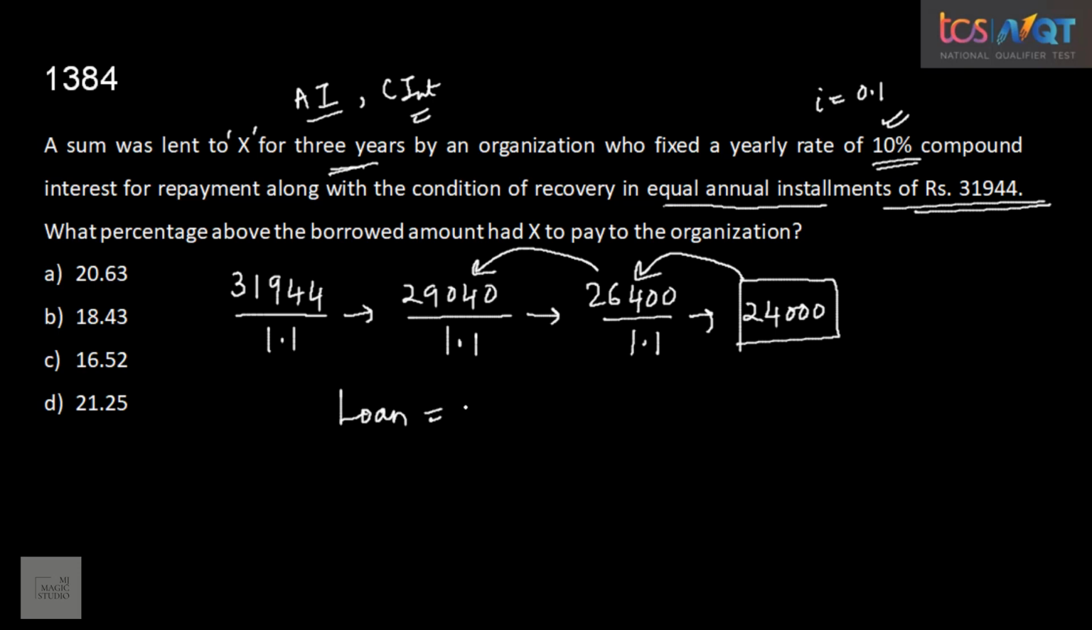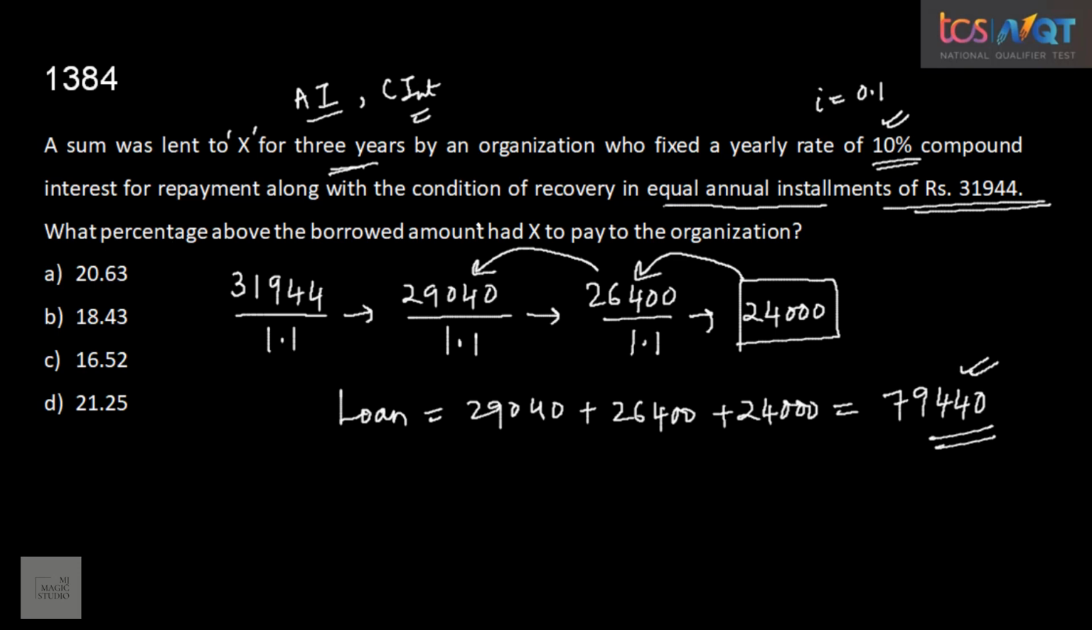29,040. That means the total loan amount was 29,040 plus 26,400 plus 24,000. We are using the concept of present value of installments to find the loan amount. If we add these three, we'll get 79,440. That is the loan amount. Now what is the question? What percentage above the borrowed amount had X to pay to the organization?